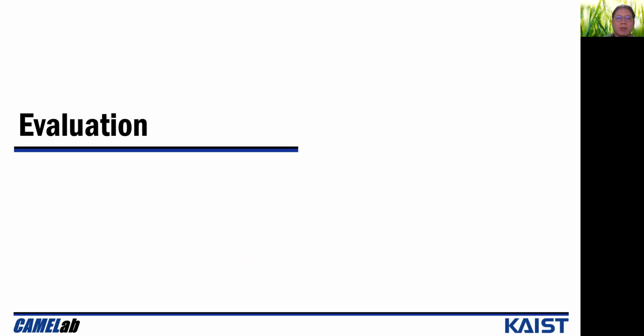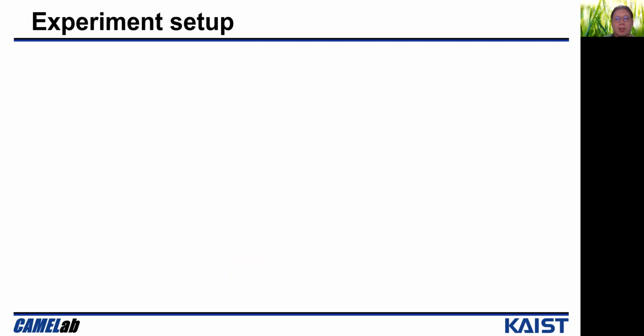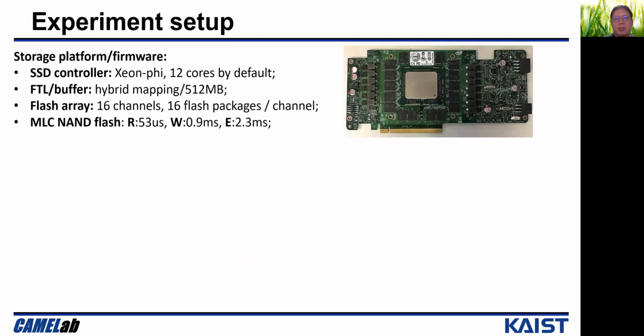Next, I will move to the evaluation section. Our storage platform uses Xeon Phi as the SSD controller. Although it provides 60 cores, we only use 12 cores in the evaluation. Our flash array contains 256 MLC flash packages, which can deliver more than 1 million IOPS bandwidth.